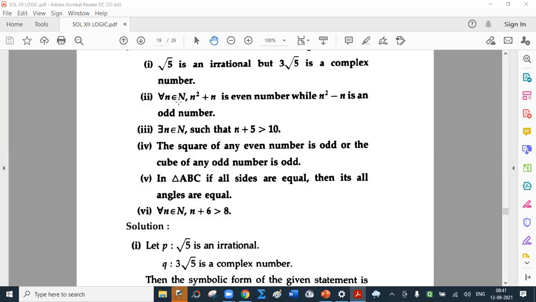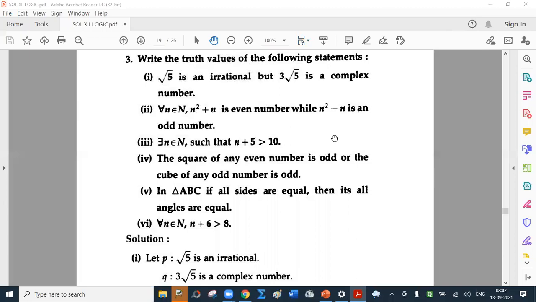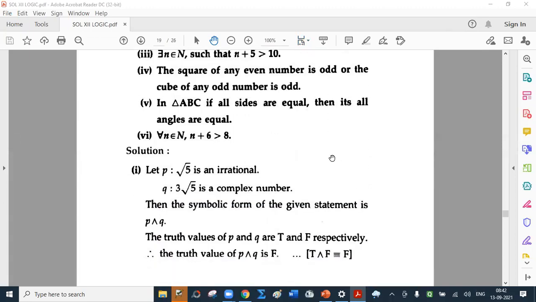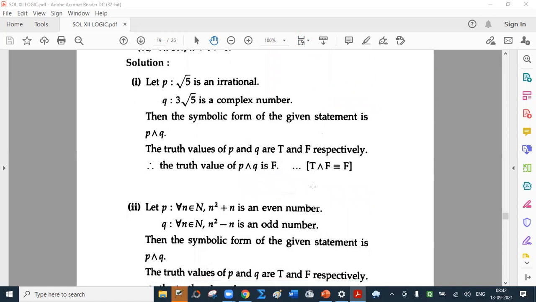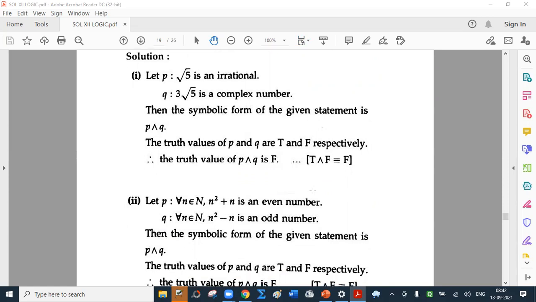Second, for every n belonging to the set of natural numbers, n square plus n is an even number, while n square minus n is an odd number. So in the second, let P denote for all small n belonging to capital N, n square plus n is even, and let Q denote for every n belonging to the set of natural numbers, n square minus n is an odd number. Then the symbolic form is P and Q.